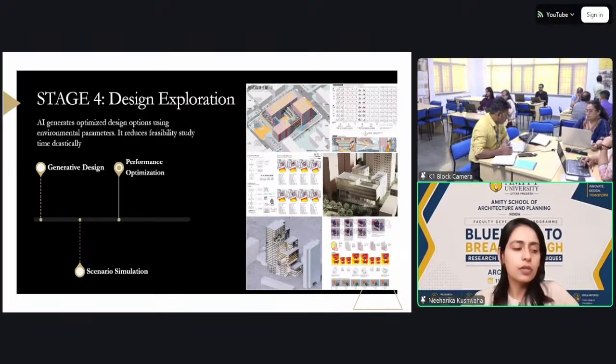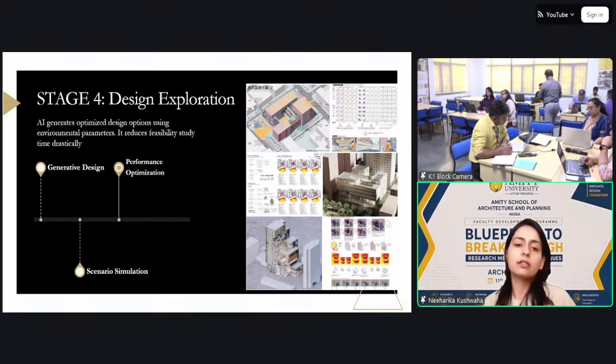Now, stage 4 is something very specific to architectural research. Usually after data analysis, we go on to our proposals and merge everything together. But in architecture, there is one more stage of design exploration. Many people work with generative designs. They want to understand performance optimization. Some kind of scenario simulation needs to be made. And all this is done to understand the feasibility of your own study.